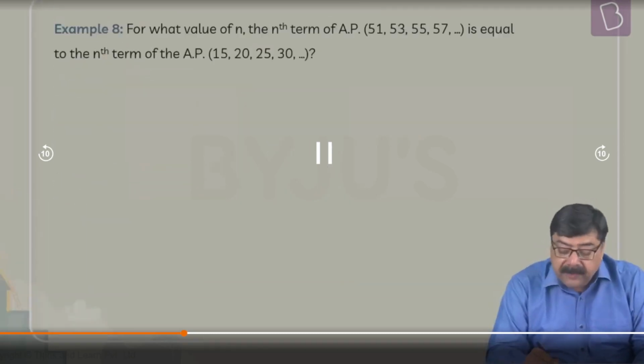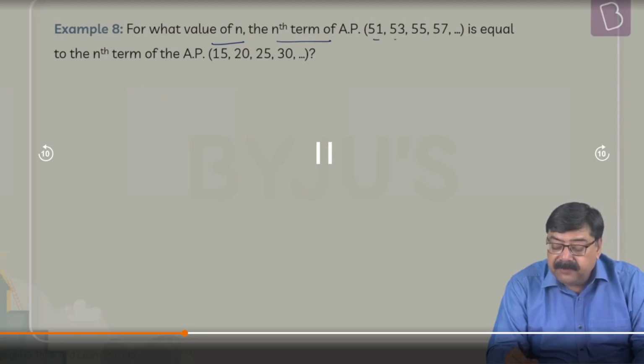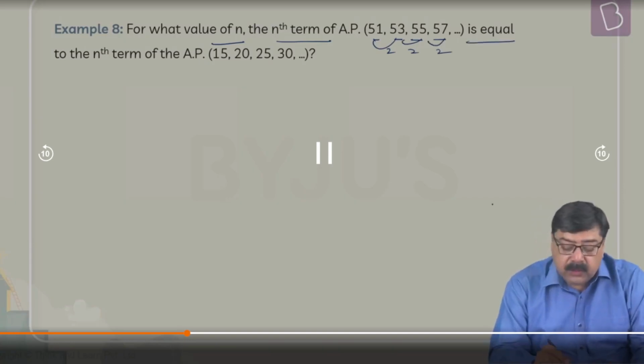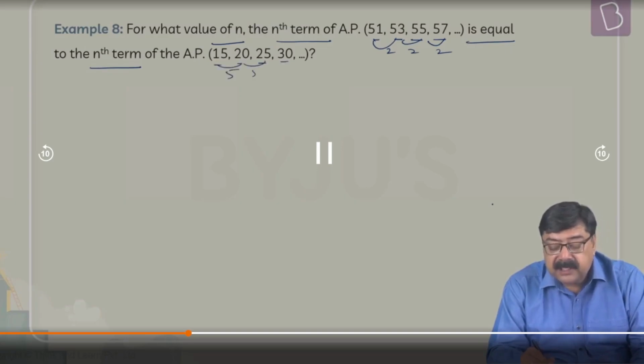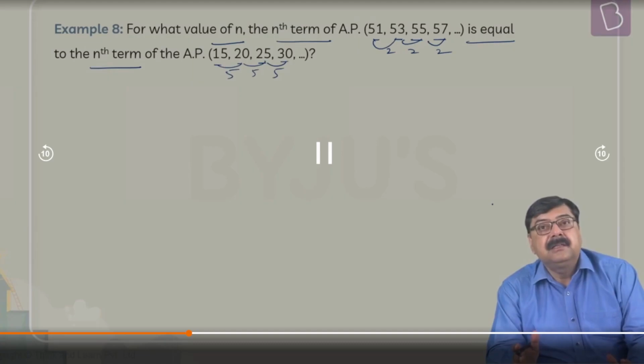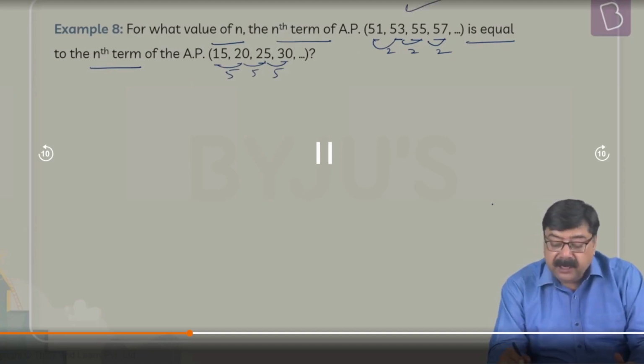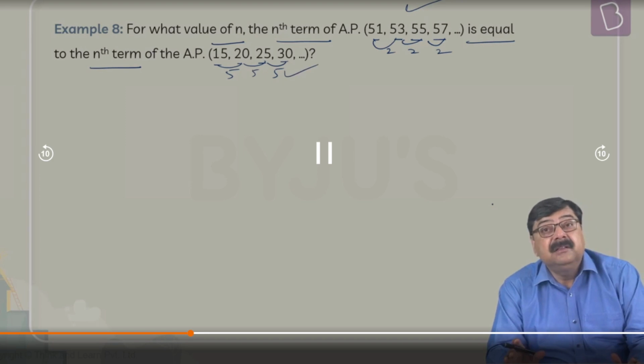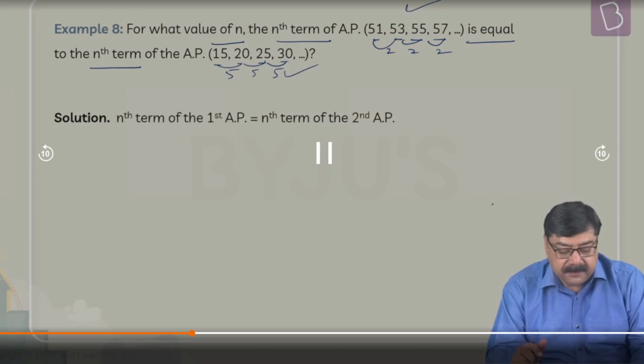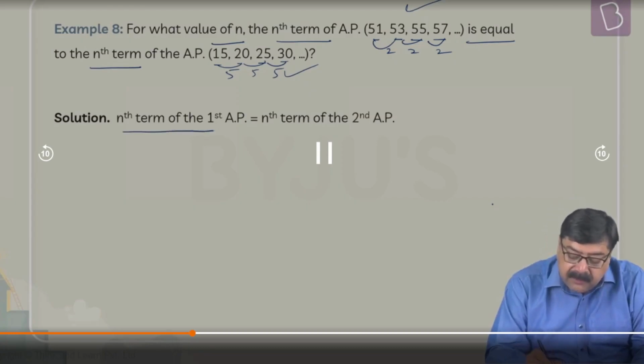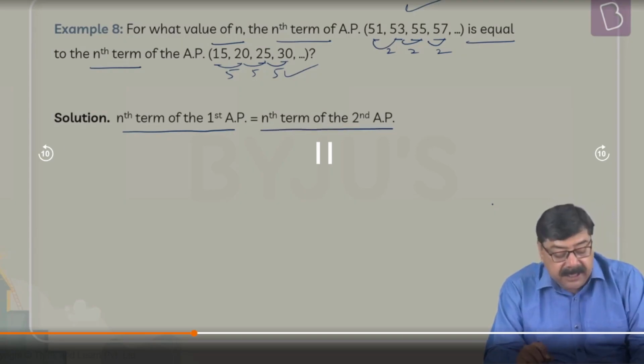Now for what value of N is the nth term of the AP 51, 53, 55, 57, where the difference, as you can see, is 2, these are odd numbers, equal to the nth term of the AP 15, 20, 25, 30, where the difference is 5. So the idea here is that for this AP and for this AP, the nth term should be the same. It should be equal. So we have to find out the value of N. So the nth term of the first AP shall be equal to the nth term of the second AP.